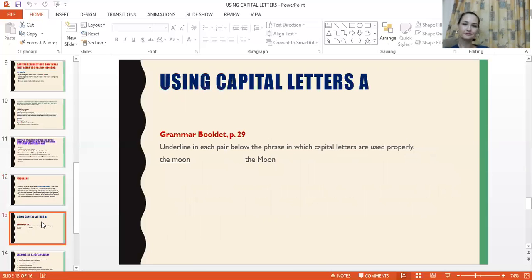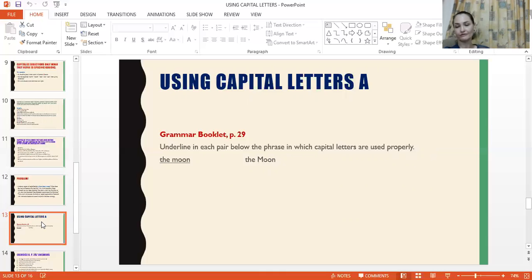Okay, so let's go to exercises. In your grammar booklets, this exercise will be on page 29. At the top of the page, you will have Using Capital Letters A. You have 2 columns of phrases. What do you need to do? You need to underline only the words that are capitalized correctly. Like the moon. We know that we usually capitalize planets such as Jupiter, Mars, Venus. But the words such as the moon and the sun are not capitalized in the English language, unless you're Emily Dickinson, because she did capitalize the word sun, remember?